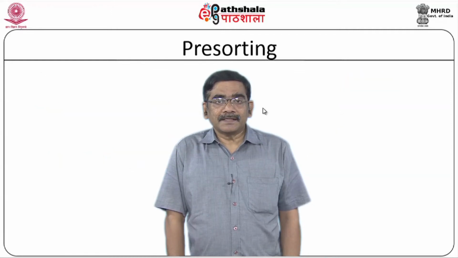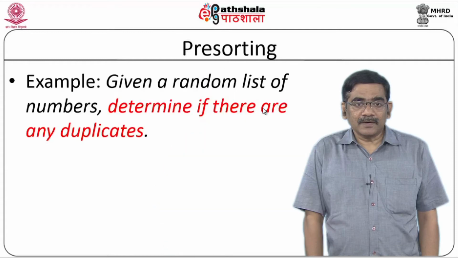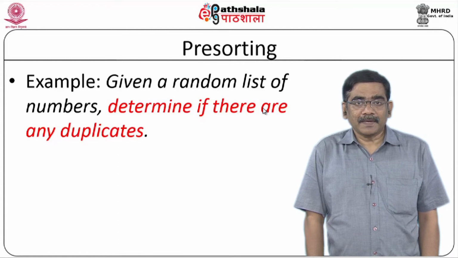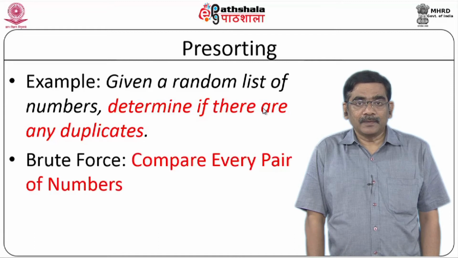So, let us discuss some of the algorithms for explaining this particular strategy. One example of this is called the pre-sorting method. The pre-sorting problem can be formally stated like this: given a random list of numbers, we have to check if there are any duplicates. Duplication checking is one of the applications of pre-sorting, where we can sort the elements to check for the duplicates.